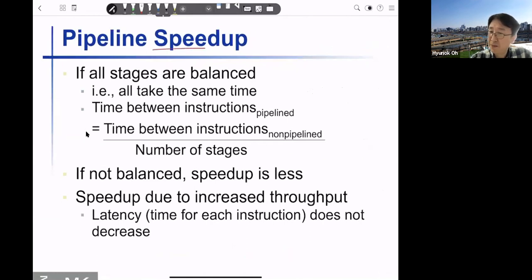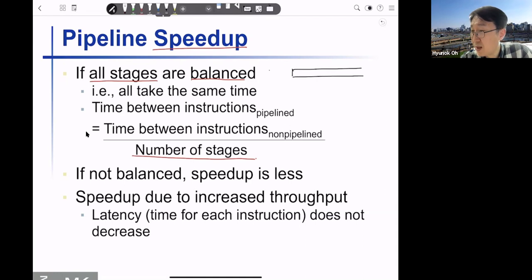Okay, so speedup. If all stages are balanced, so all stages are equivalent, which means that all stages take the same time, then the improvement is just proportional to the number of stages. So if we are using 4 stages, then the performance will be improved 4 times, because this is one instruction. One instruction takes this much time. If we divide this into 2 stages, then every clock cycle, 2 instructions are executed. If we divide into 4 stages, then we can execute another one.